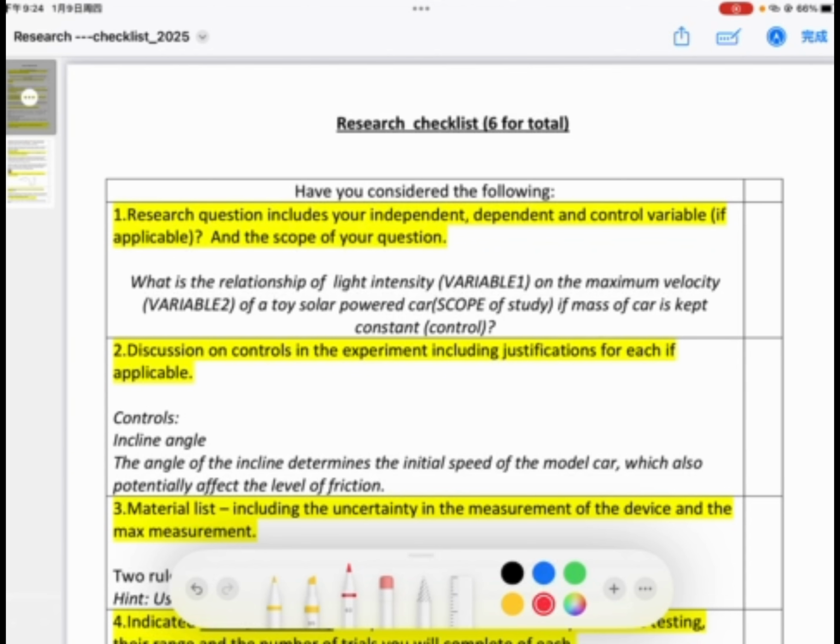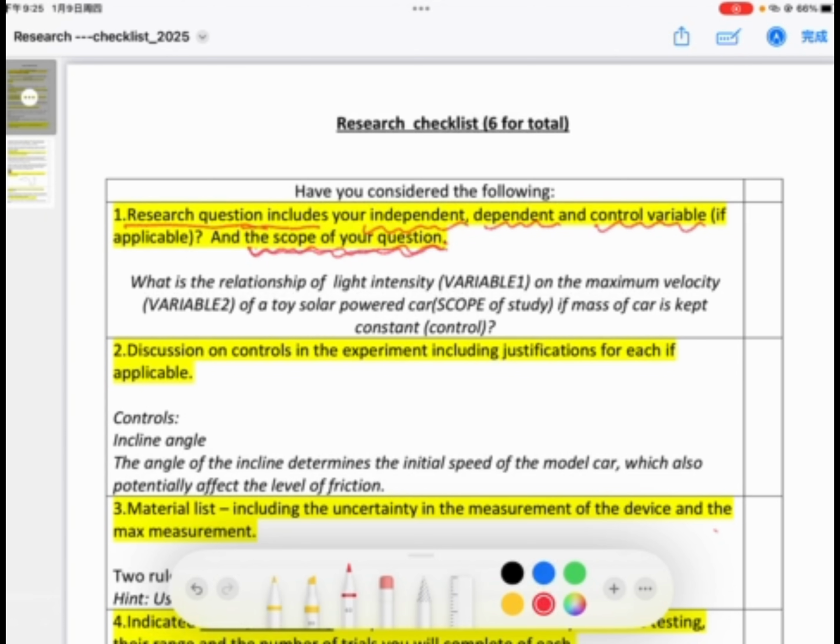First, let's take a look at the research question. And of course, you should have your research question clearly stated, right? And when you state your research question, you should check whether you have included your independent, dependent, and control variables, as well as the scope of your question. A lot of you are missing the scope of the question.